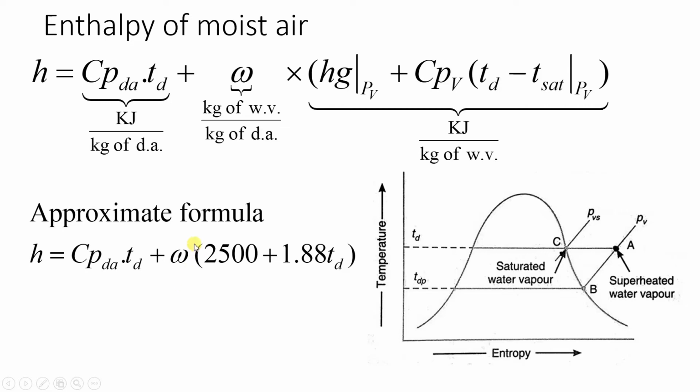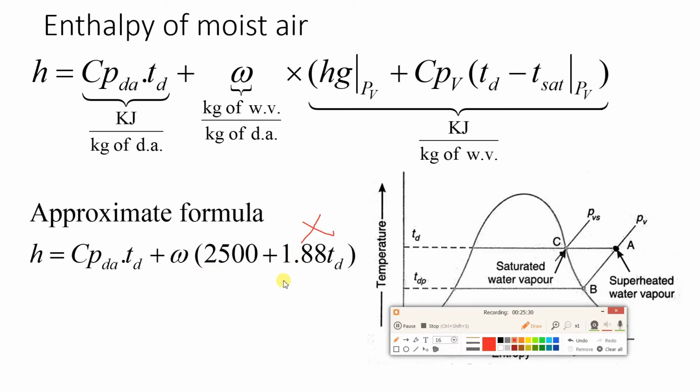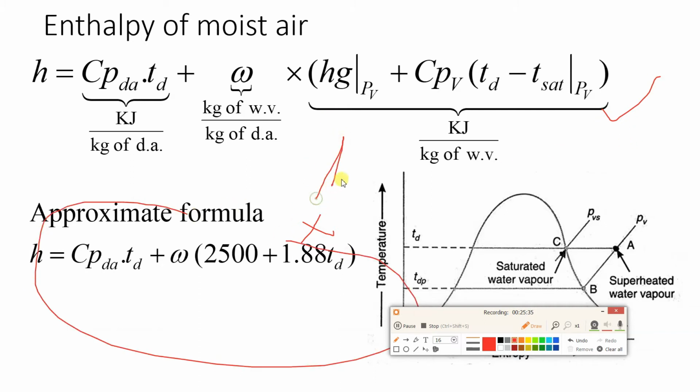Now one more formula is there, which is H is equal to Cp dA into Td plus omega times the bracket 2500 plus 1.88 Td. This is the approximate formula. Here also you can substitute the values and you will get the specific enthalpy of moist air. But avoid using this equation while solving numericals. You have to use the other equation. Approximately you will get the same answer by using this equation, you can try it out later. We won't be using this equation, we will be using the other equation while solving the numericals.